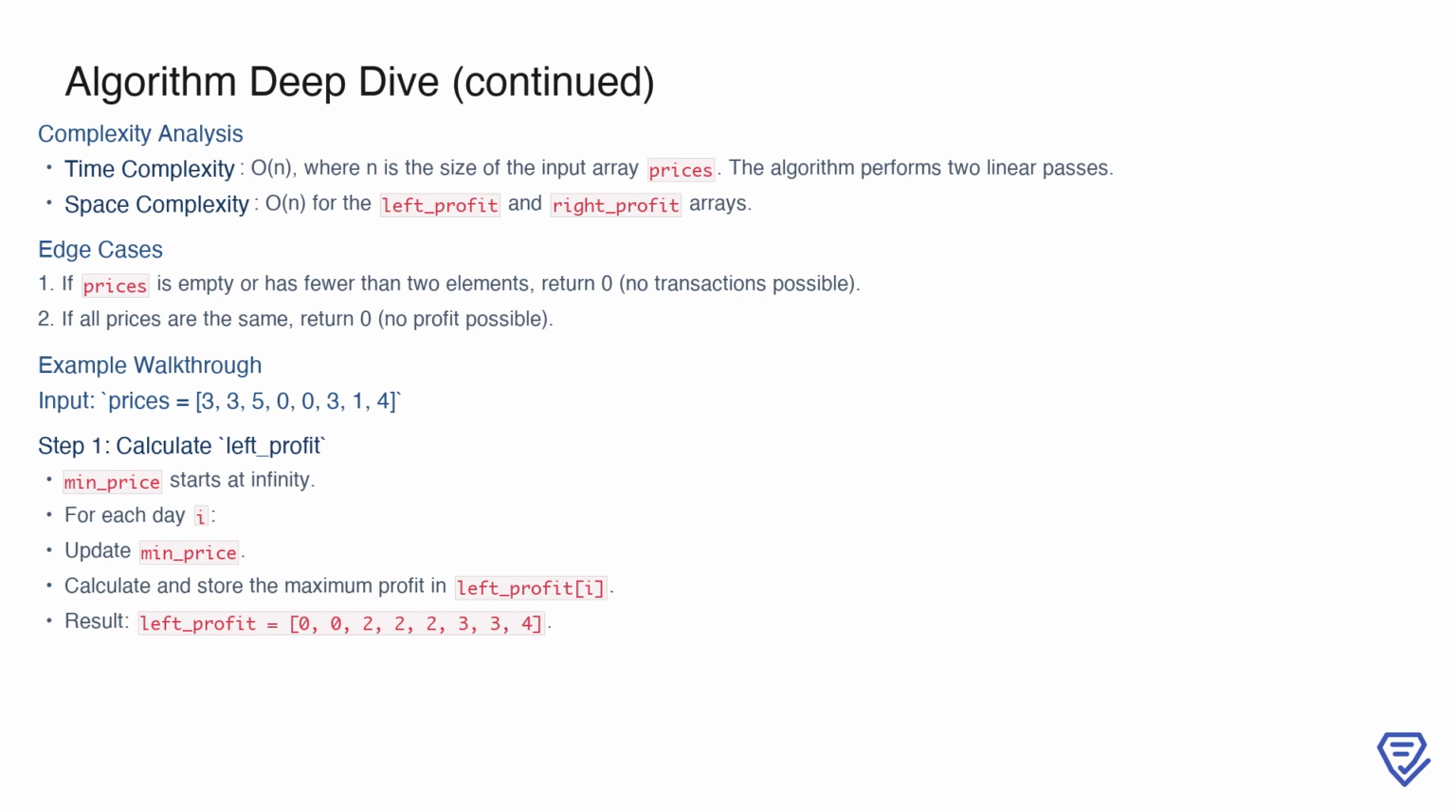First, we calculate left_profit. We initialize min_price to infinity, then iterate through the array. On each day, we update min_price and calculate the profit for selling at the current price. This value is stored in left_profit[i]. For this example, the final left_profit array is 0, 0, 2, 2, 2, 3, 3, 4.